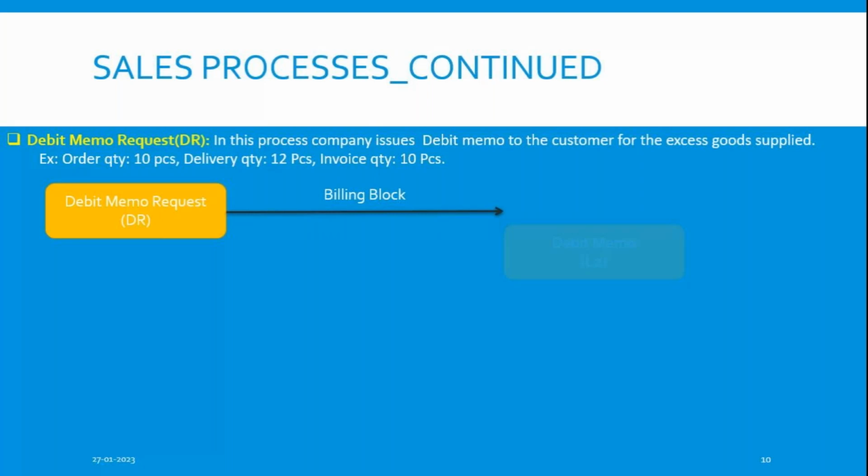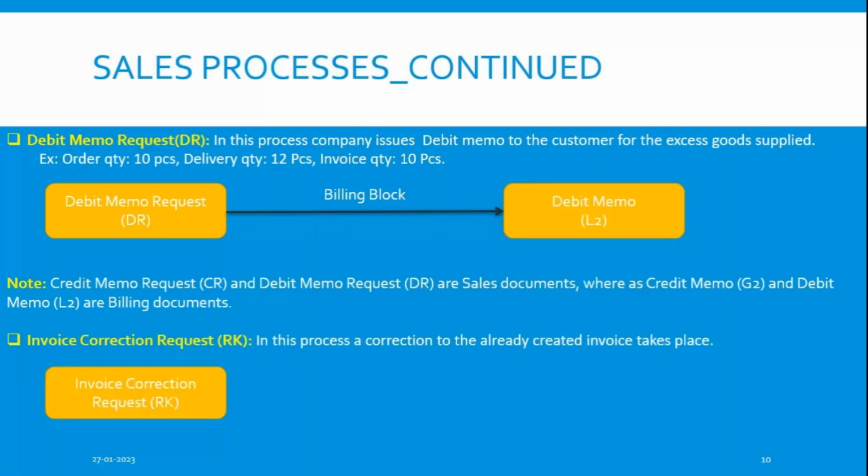So here, let's say an order is created. Let's say our scenario only. The customer placed an order for us. Then based on the order, we have created an outbound delivery, delivered goods to the customer, and we have given an invoice to the customer. And in the invoice, it is understood that the invoice is created incorrectly. Something wrong happened in the invoice. Then instead of canceling that invoice, you can create an invoice correction request. Instead of canceling it, you are correcting it. That's why the invoice correction request is created with the document type RK.